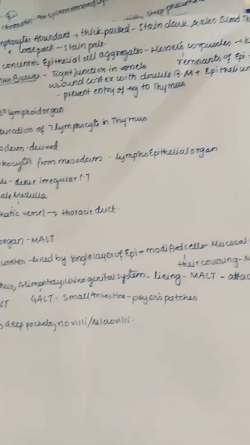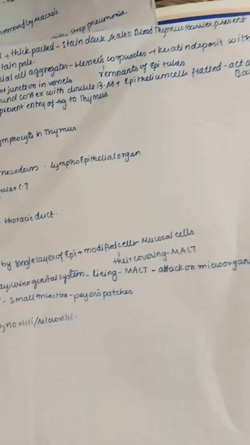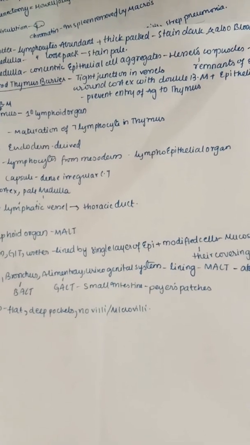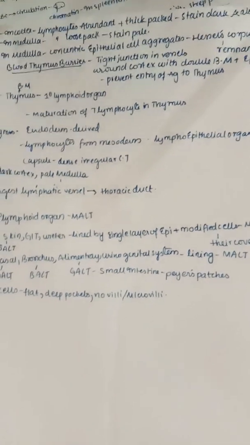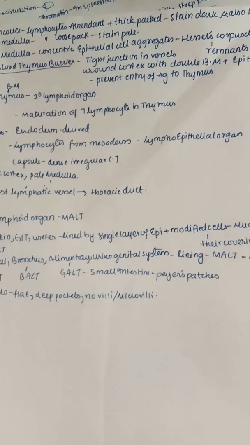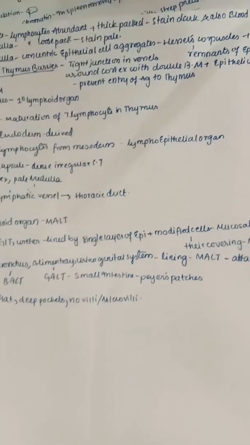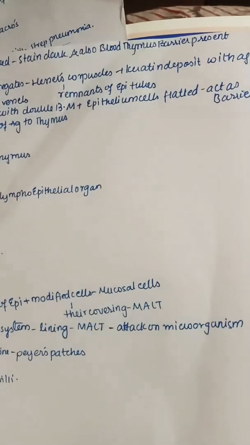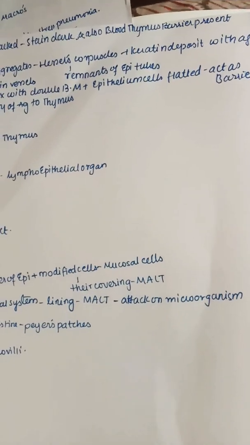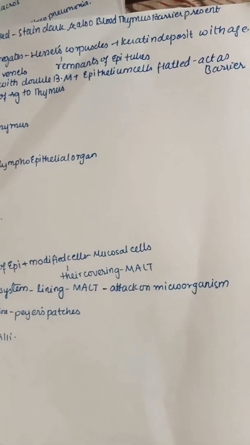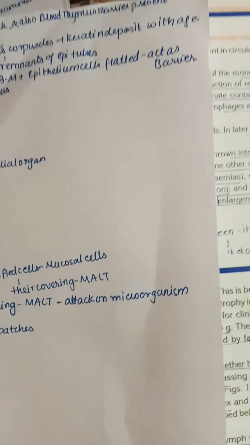packed and stain dark, and the blood thymus barrier is also present there. But in the medulla the lymphocytes are loosely packed, so they stain pale. In the medulla, concentric epithelial cell aggregates are found, a special structure known as Hassall's corpuscles, which are remnants of the epithelial tubes. Keratin is deposited with age, which means in old age there is more keratin, so the Hassall's corpuscles and keratin get deposited together.